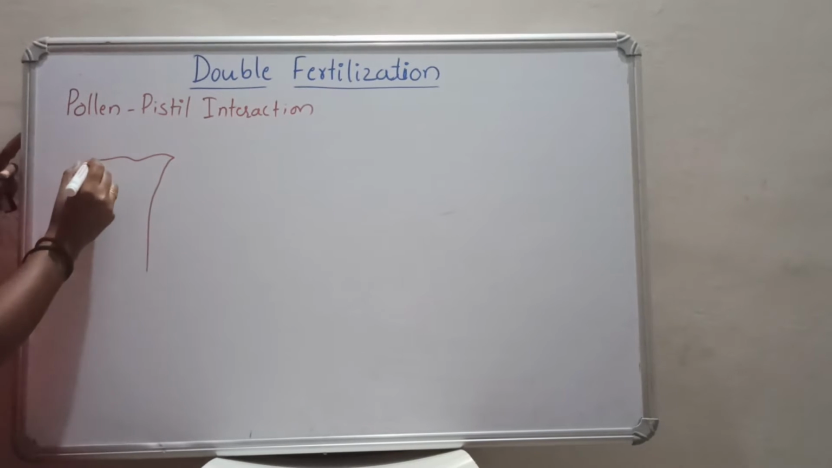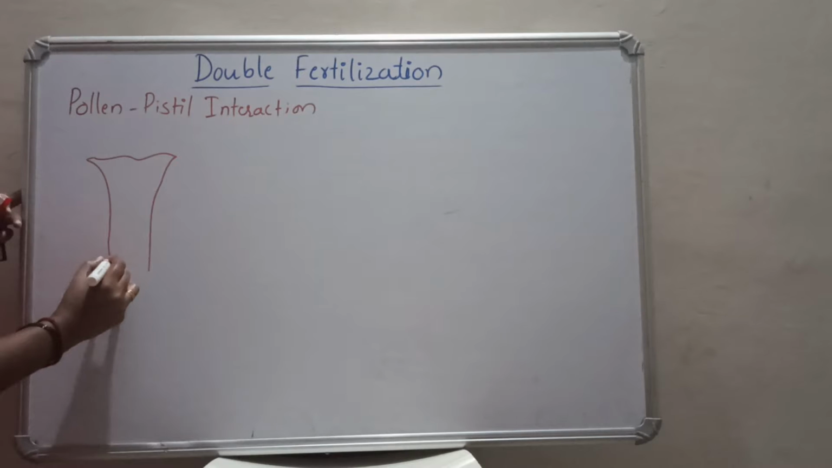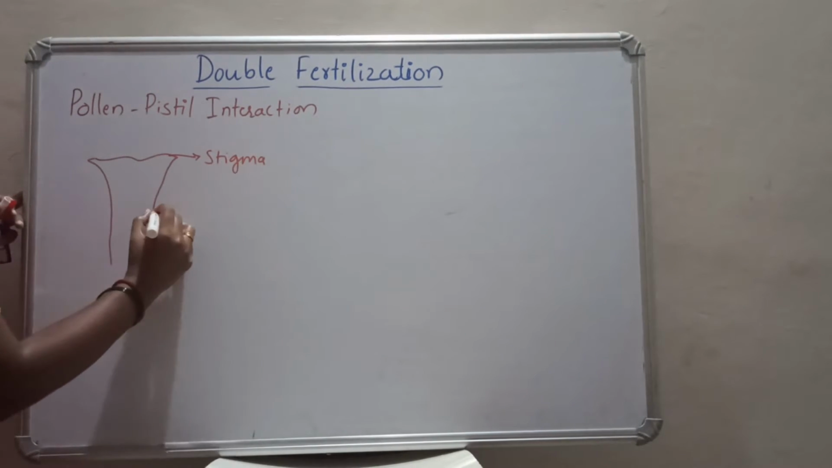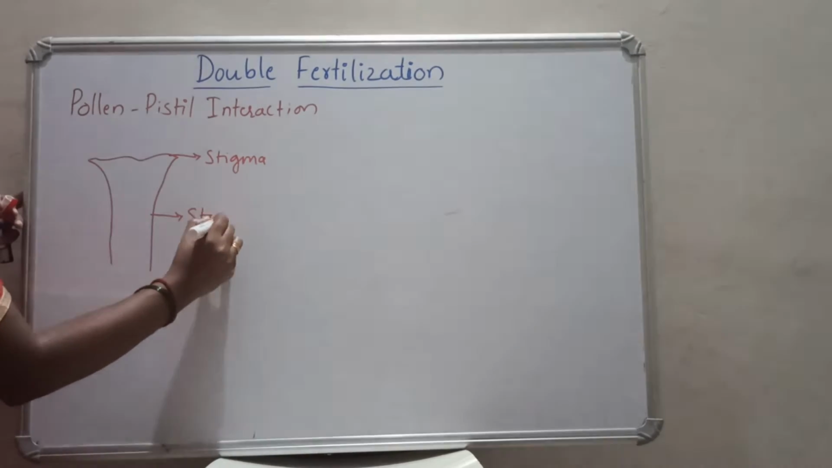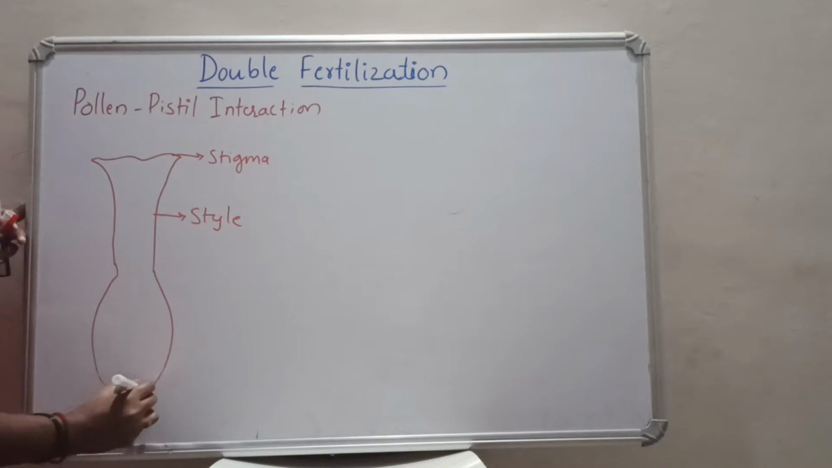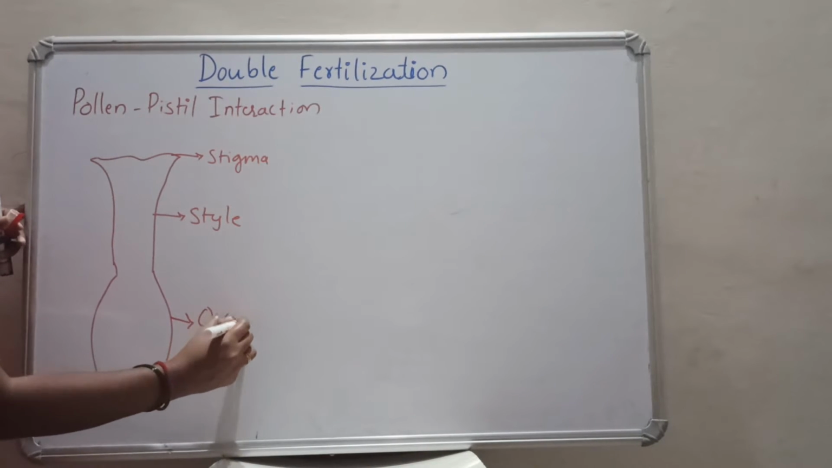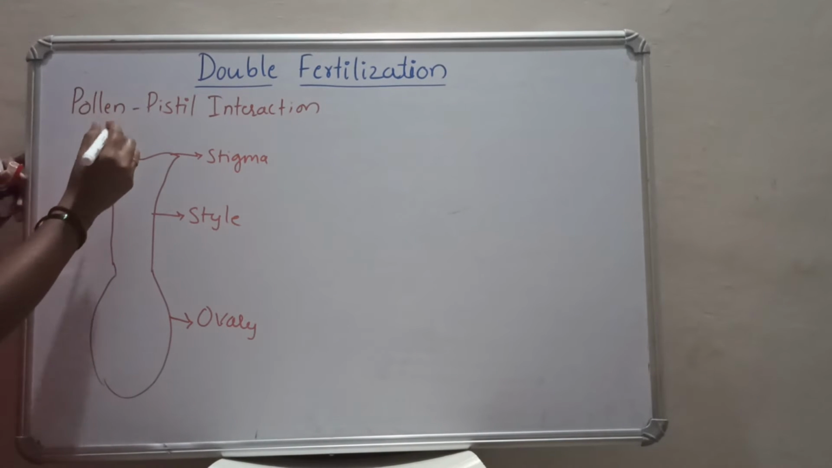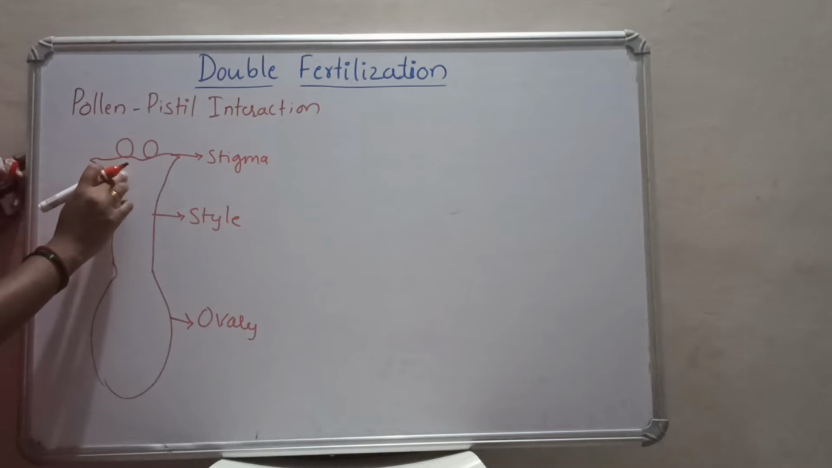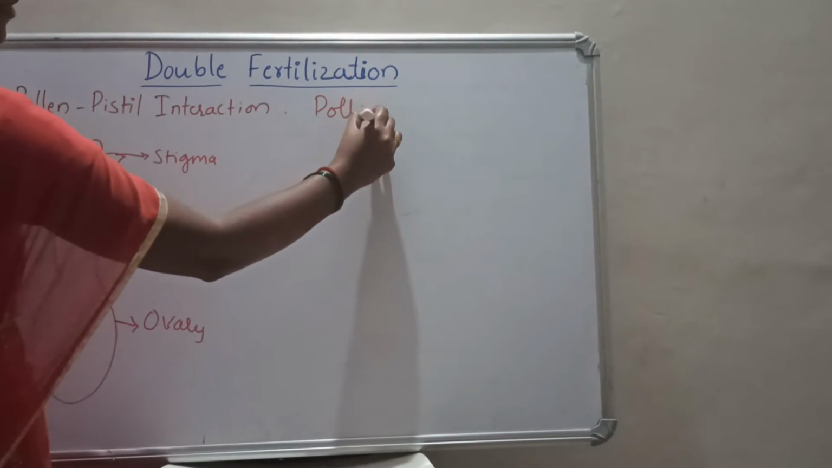Here is the structure of the pistil. This is the stigma. A tube-like structure is called the style, and the swollen part of the pistil is called the ovary. Here the pollen grains come and fall on the stigma. That process is called pollination.